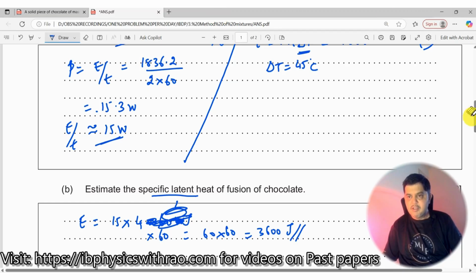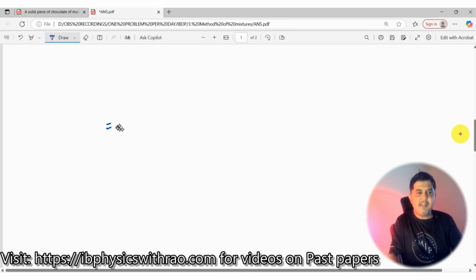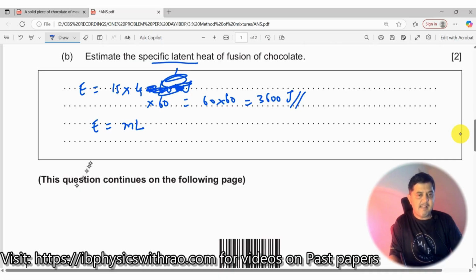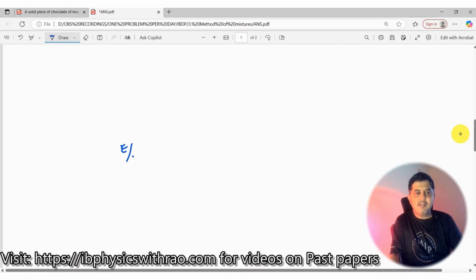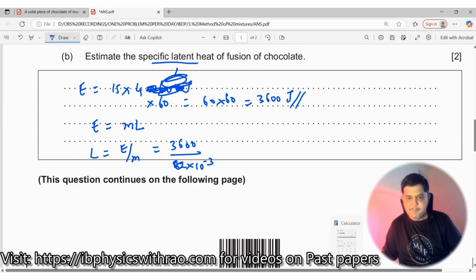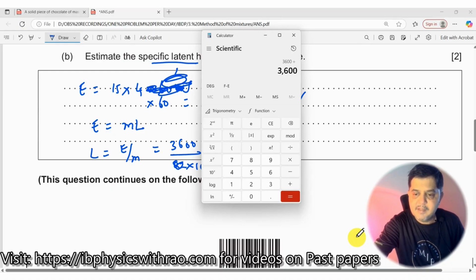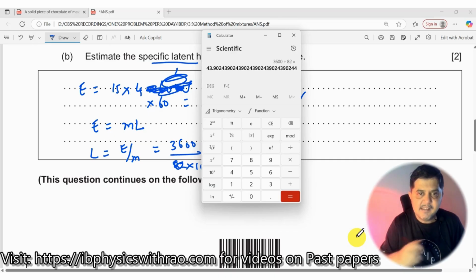Now we know if you supply this much amount of energy, it should be equal to M into L, right? So therefore, we can find out the latent heat of fusion. L should be equal to E divided by M, which should now be 3600 divided by the mass of chocolate, 82 grams, 82 multiplied by 10 power minus 3 kg. Okay, once again, let me do this. So I get this as 3600 divided by 82, I get this as 43.90.